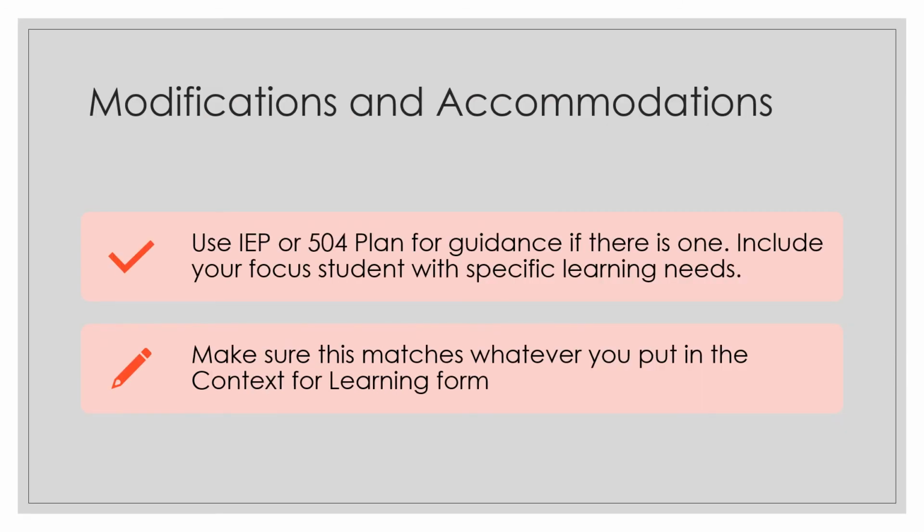You're going to need modifications and accommodations. If you have students in special ed, look at their IEP and focus on what needs to be done. This has got to match your context for learning form that I talked about already. So those students with specific learning needs that you identified, in this section, put in there how you're going to modify things for them. Again, they might be in special ed, they might not be in special ed, but these are the kids that you just have to make changes for so that they can be successful in the lesson.